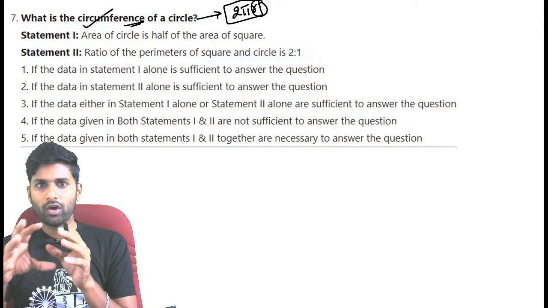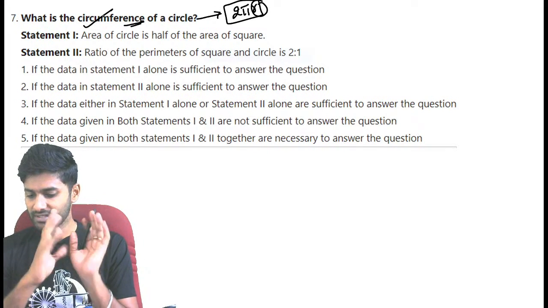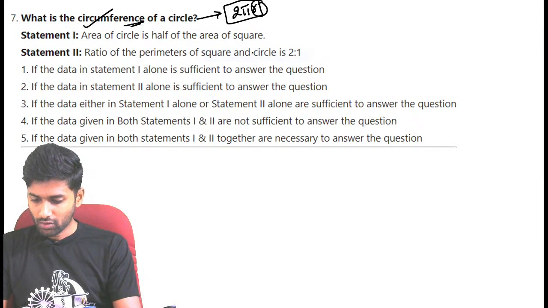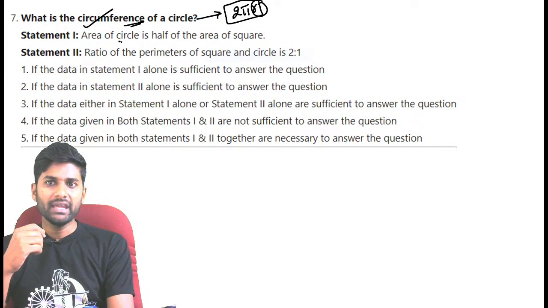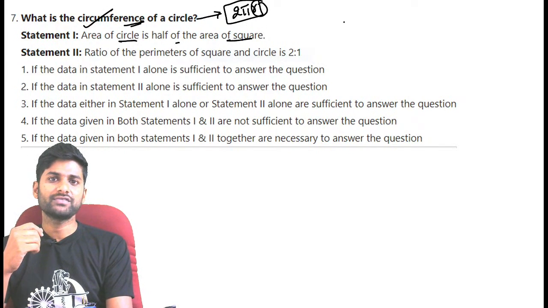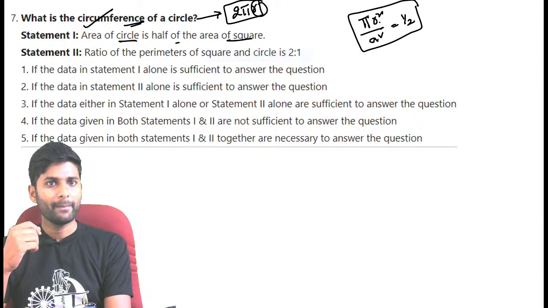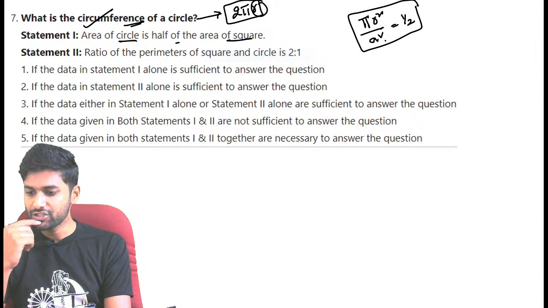Now, we want the R value by using which statement. That is the most important part here. Now go through the first information. Area of circle is half of the area of square. See, area of circle is equal to pi r square. So pi r square by a square becomes 1 by 2. So this is the ratio. Pi r square by a square is equal to 1 by 2.